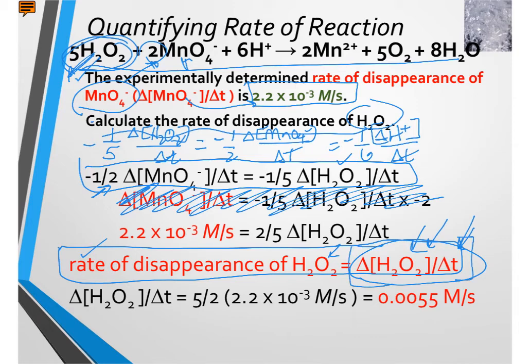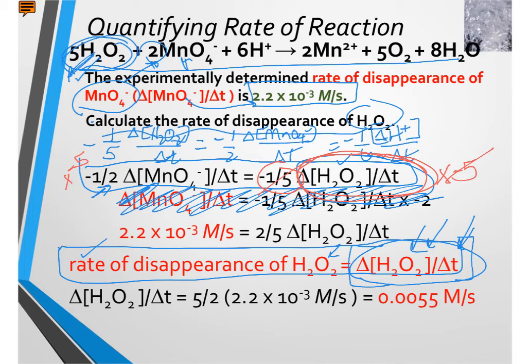This is what we're trying to solve for: the change of concentration of hydrogen peroxide over time. So we want to get that part of the equation by itself, just as you were solving for x. Pretend like this is x. So how do we get that by itself? We multiply both sides of the equation times minus 5, or 5 if you want, so that cancels that out.